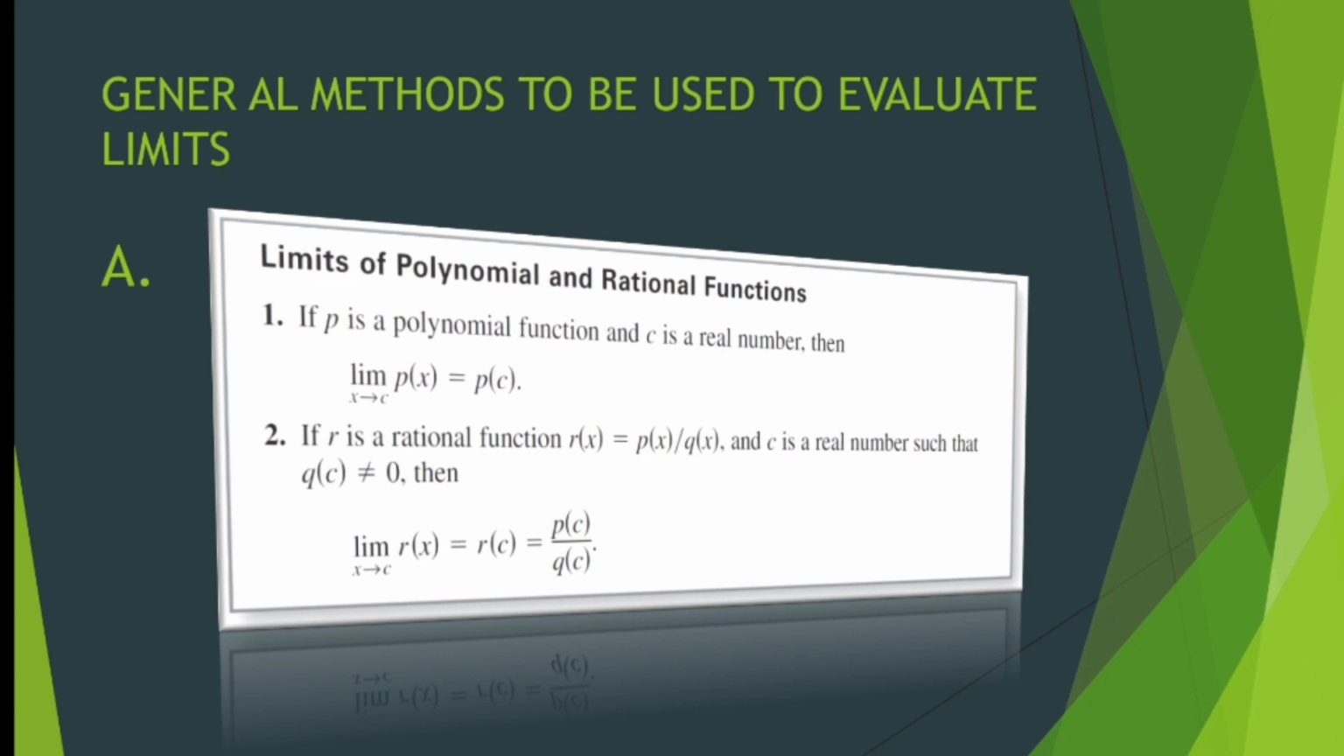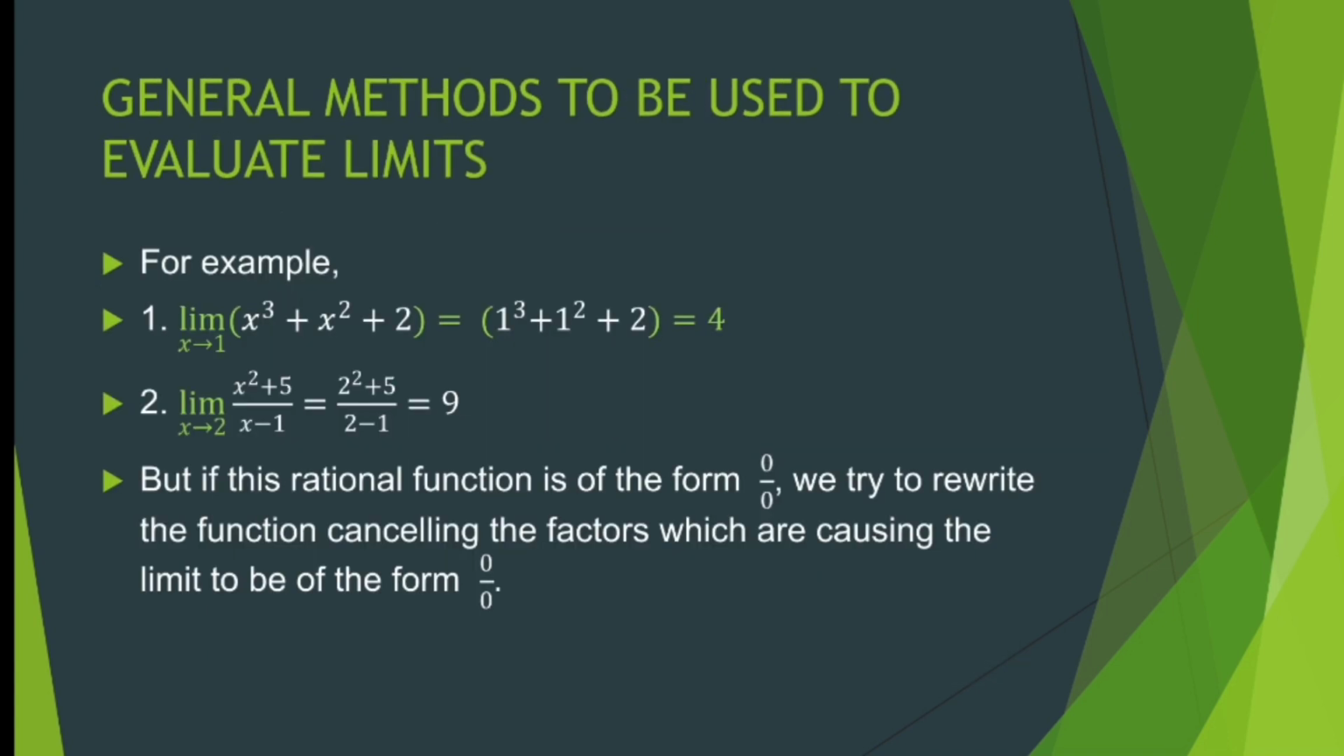To evaluate limits, first consider the limits of polynomial and rational functions. If p is a polynomial function and c is a real number, then limit as x tends to c of p(x) equals p(c). If r is a rational function such that r(x) equals p(x) by q(x), where q(c) is not equal to 0, then limit as x tends to c of r(x) equals p(c) by q(c). To illustrate this, consider the examples.